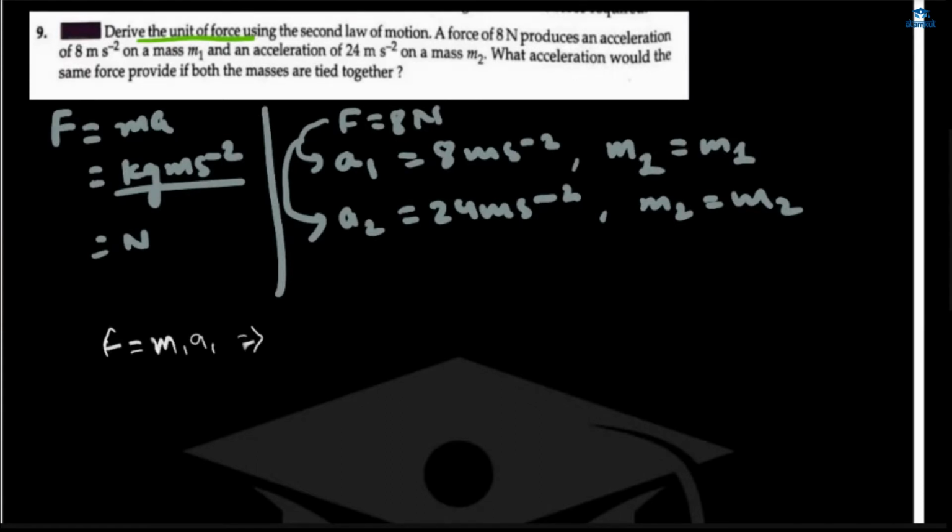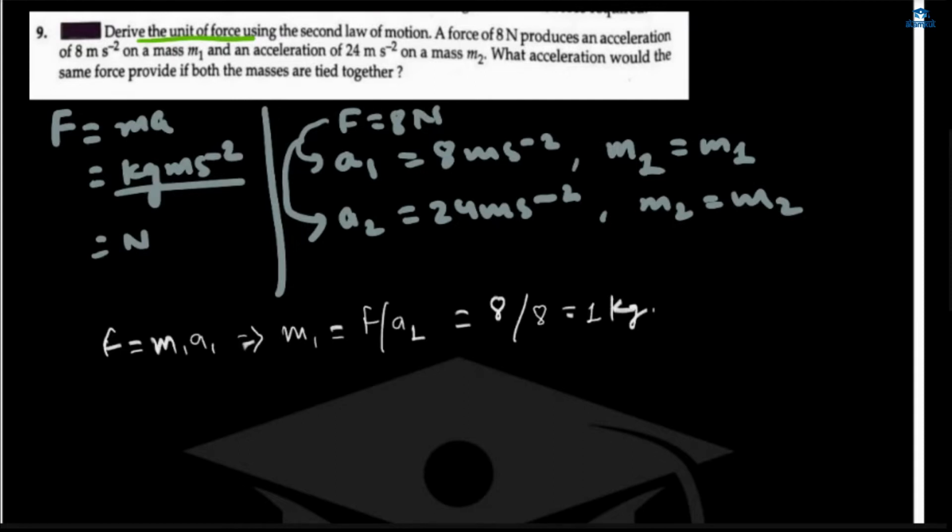Okay. So F is M1 A1. If we need to find the M1, then what we have to do? We have to just divide it, F by A1. Okay. So what is F? 8 by what is A1? 8. It's 1 kg. Okay, fine. It's 1 kg.